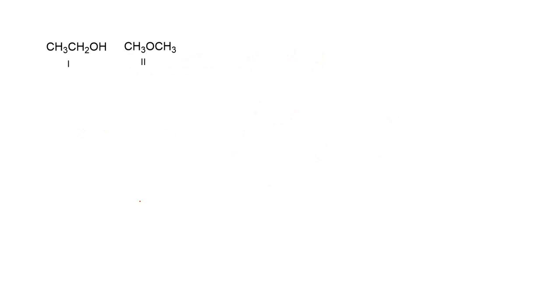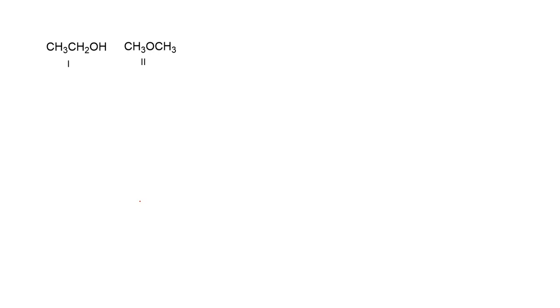How do you distinguish between these isomers? One is ethanol and the other is an ether. Ethanol has OH stretching, a strong and broad band at about 3300 to 3400 centimeter inverse, or in between 3200 to 3400 centimeter inverse. Such a broad band will not be given by the ether. Ether has only C-O single bond stretching, which usually falls in the fingerprint region, around 1000 to 1100 centimeter inverse. That is why we can distinguish between ethanol and ether.